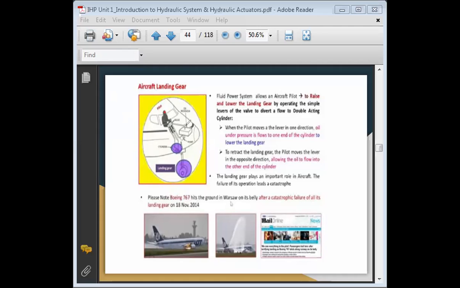So he will just move the lever. By moving the lever, he is diverting the flow of fluid to the double acting cylinder. Due to that diversion of the flow of fluid, the raising and lowering of the landing gear, up and down, will happen. So here the fluid power system allows the aircraft pilot to raise and lower the landing gear by operating a simple lever of the valve, to divert the flow to the double acting cylinder.